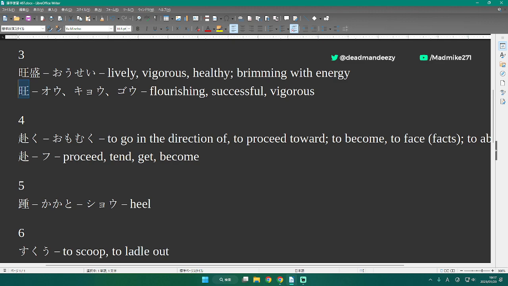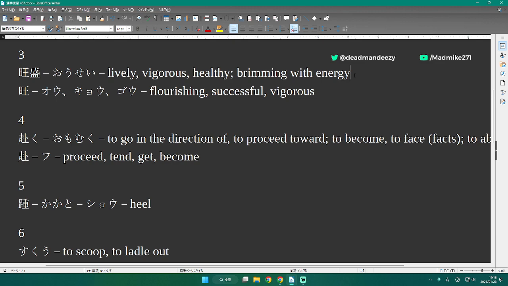So osei is vigorous and lively, or lively, vigorous, and healthy, brimming with energy, is osei, like a king in the sun. Osei is lively, vigorous, or healthy. Osei no o is lively or vigorous.